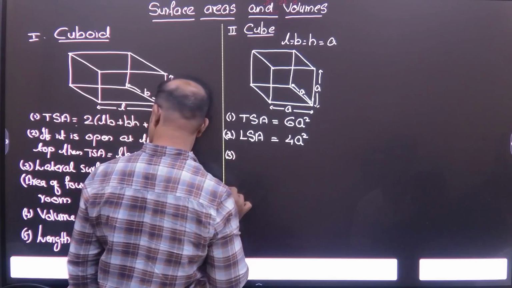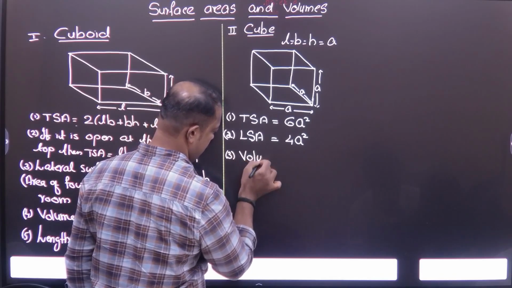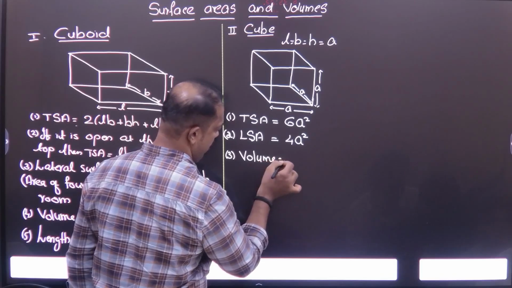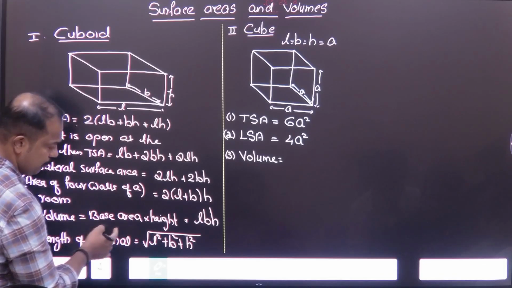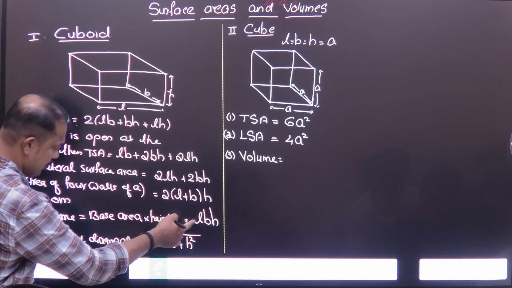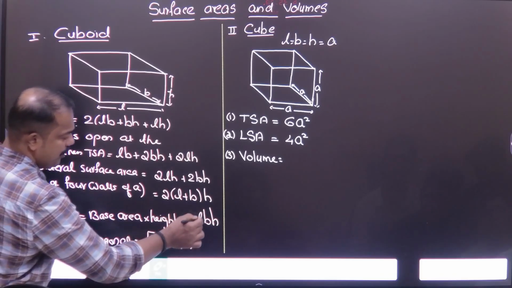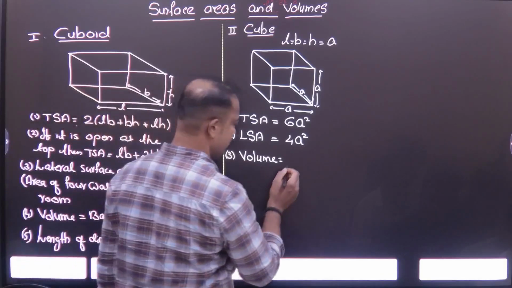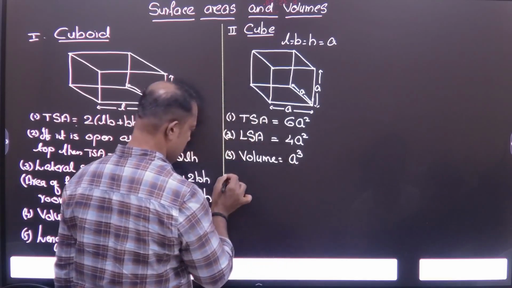Next, volume. And what is the volume of the cube? Cuboid, L into B into H. What is the value of L, B, H? A into A into A, A cube.